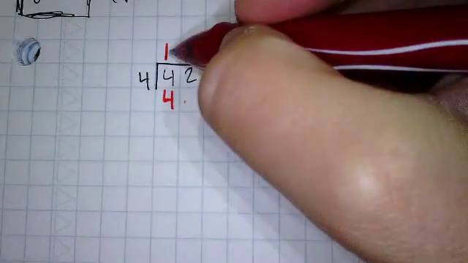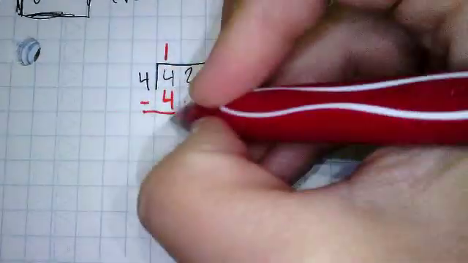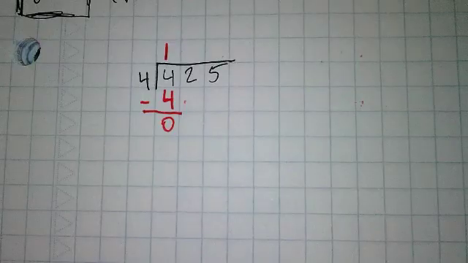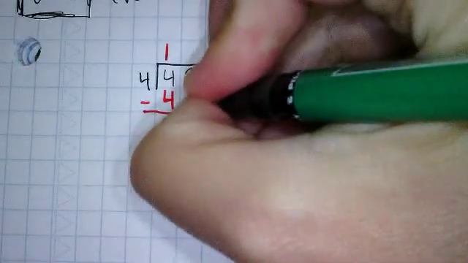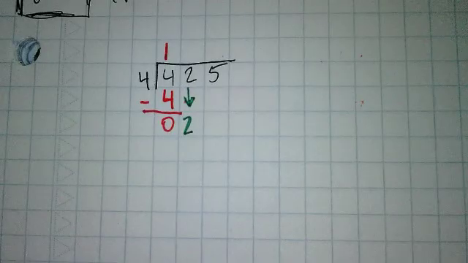So I divided, then I multiplied. Now I subtract. And I get what? 0. What's my next step? What do I need to do next? Angelina? Bring down the 2. I need to bring down the 2. Now this is a very important part here. This is where people mess up.